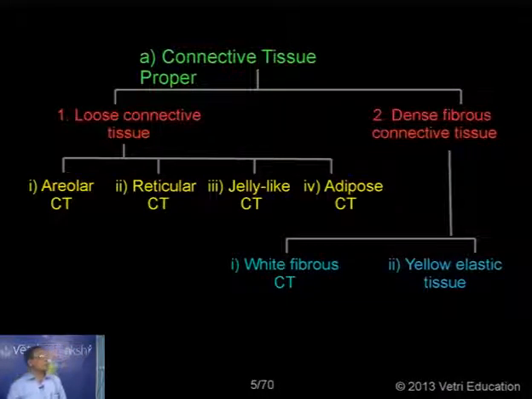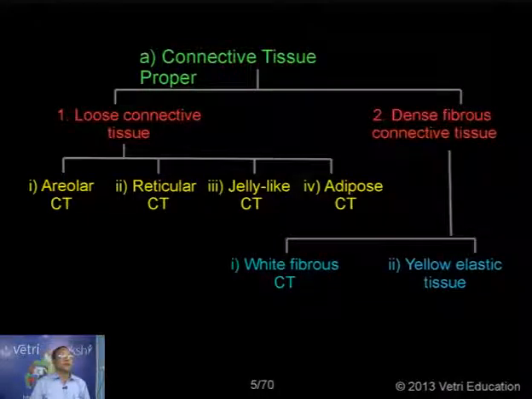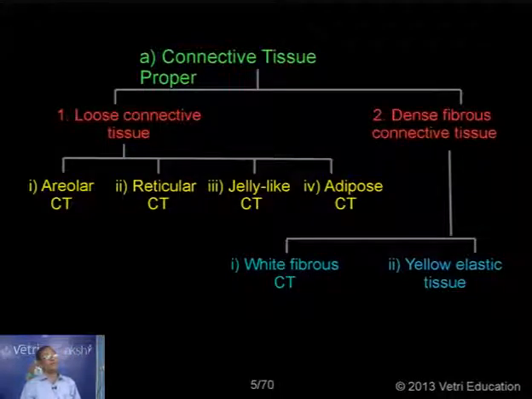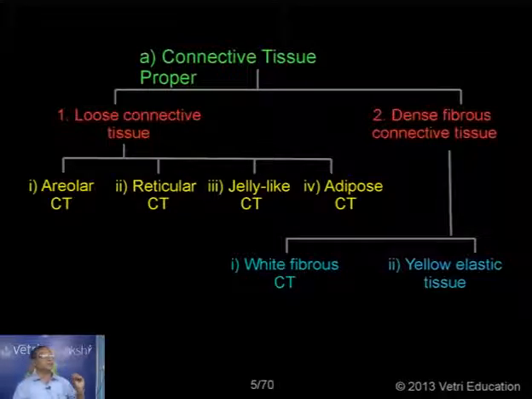Now, the first one, connective tissue proper. Let's see first the classification. What are the different groups of connective tissue? Based on the nature, the rigidity, the flexibility, or also the nature of the fibers formed, we can classify the total connective tissue proper into two categories.